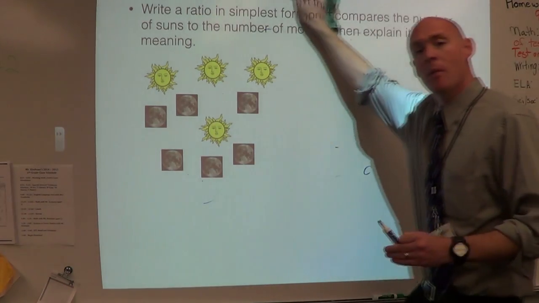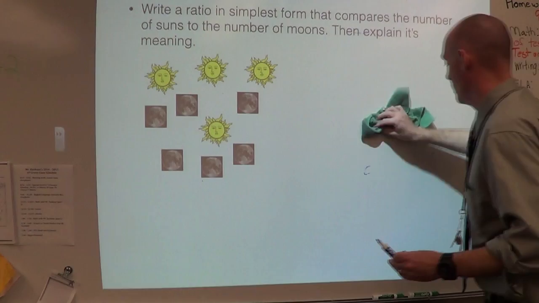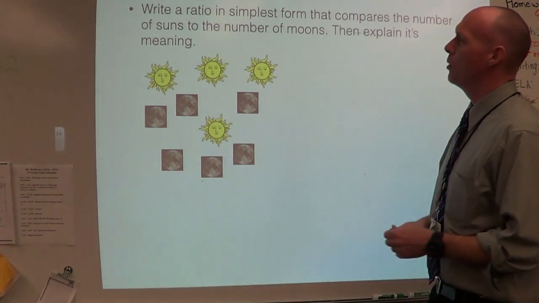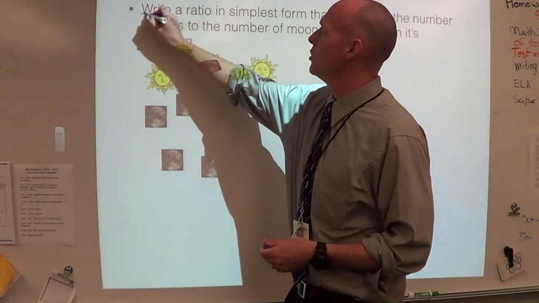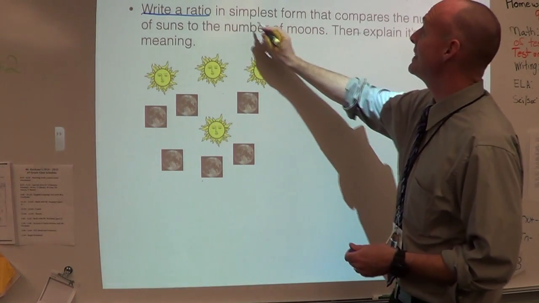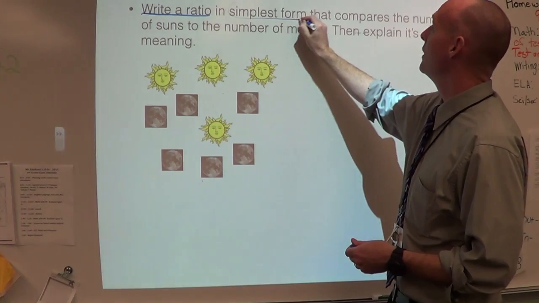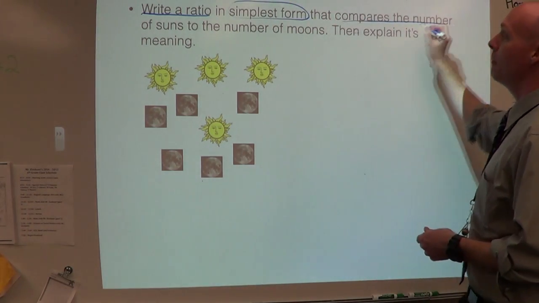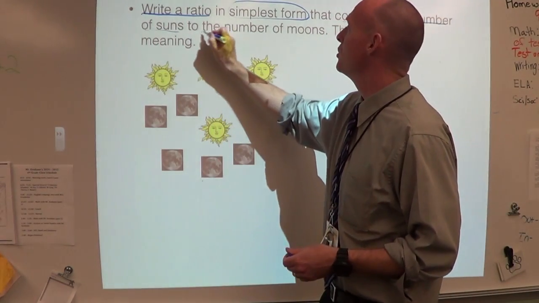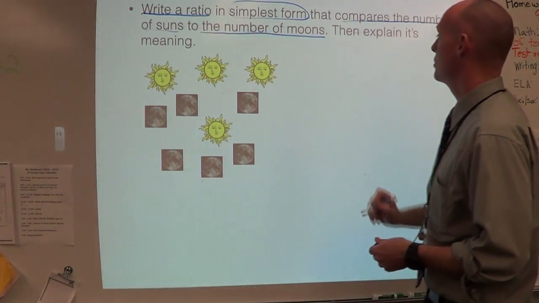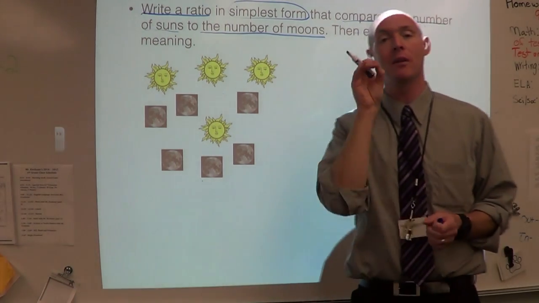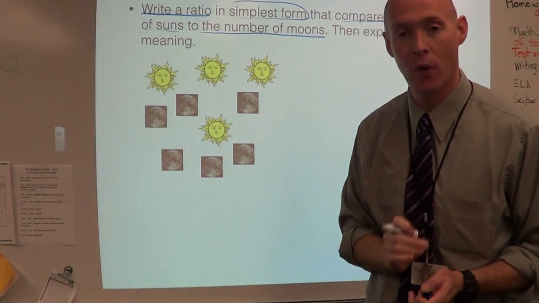Okay, here's a little bit more of a complex problem. What we're going to do is write a ratio in simplest form that compares the number of suns to the number of moons. And then we have to explain its meaning. But first, let's get down comparing the ratio in simplest form.